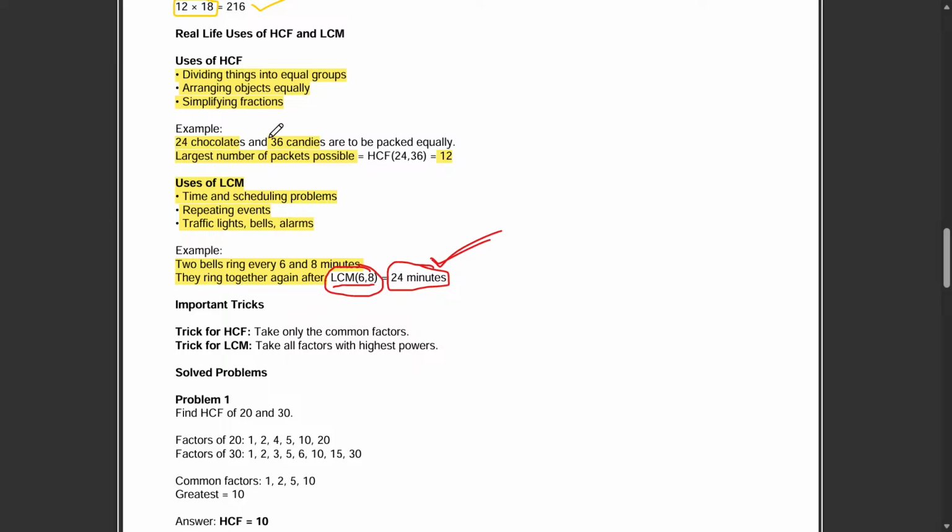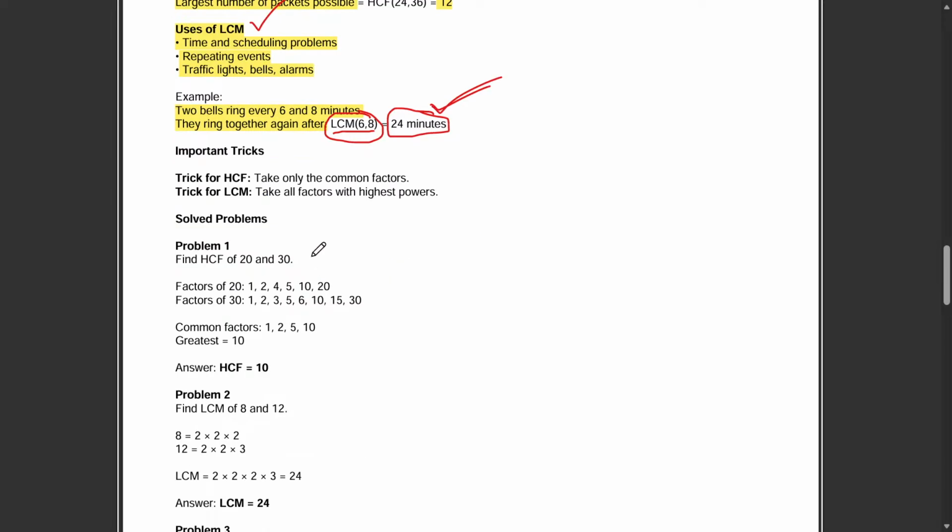So we have learned about the uses of HCF and the uses of LCM. Okay. So here are some important tips. Trick for HCF, take only the common factors. Trick for LCM, take all factors with highest power.